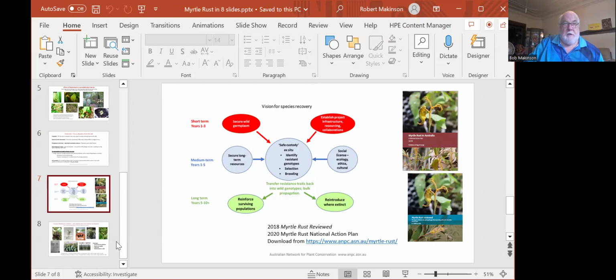So most of us in the horticultural space are really in that central circle, dealing with the safe custody issues, getting the material in from the wild, establishing meta collections dispersed to multiple sites for safety, and beginning the process of finding the resources to move to selection and breeding.